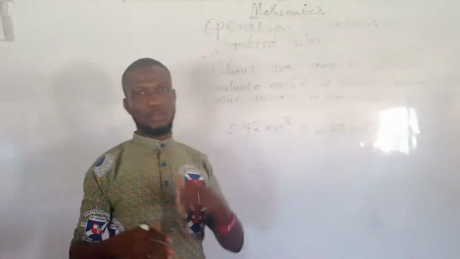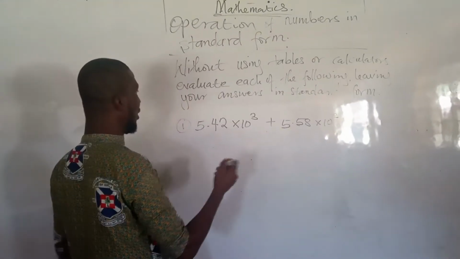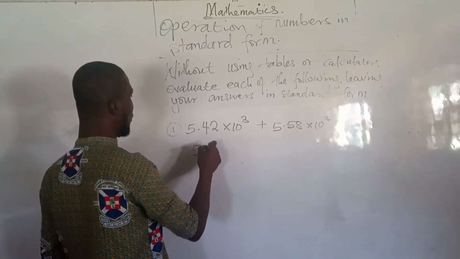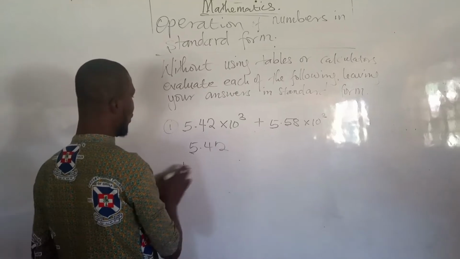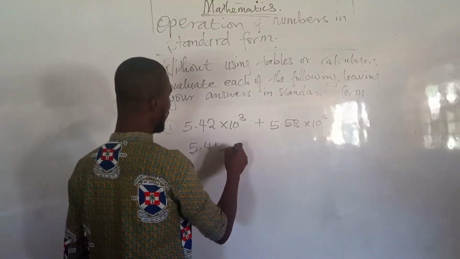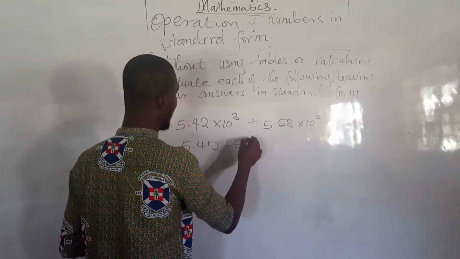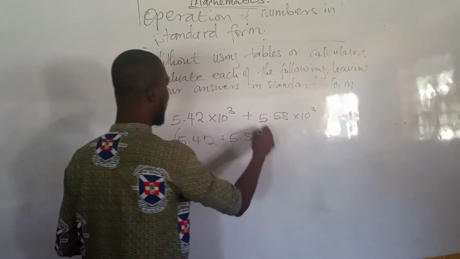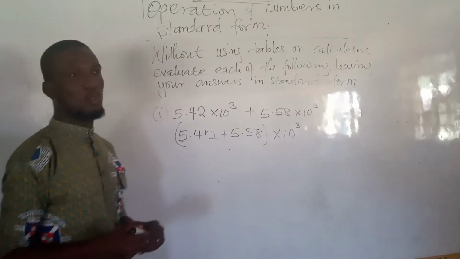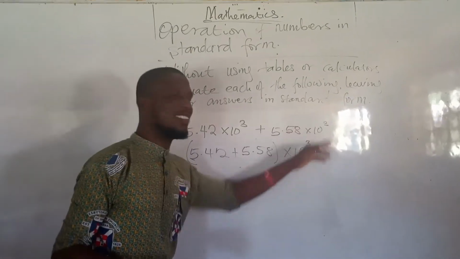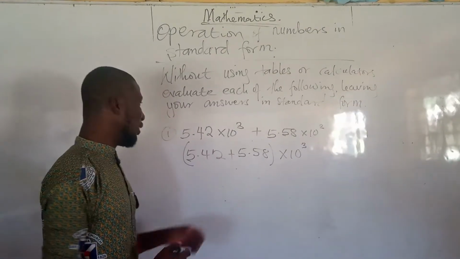So we have an example here. Let us work that one out. Then we go to example 2. So what I was saying, now we are going to have 5.42 plus 5.58, then times 10 exponent 3. We are just choosing one of them because these are the same. So the easiest way is to choose only one. Then we do the addition.